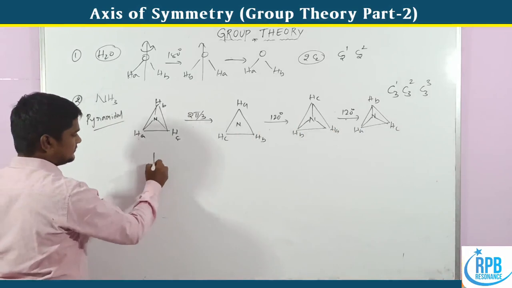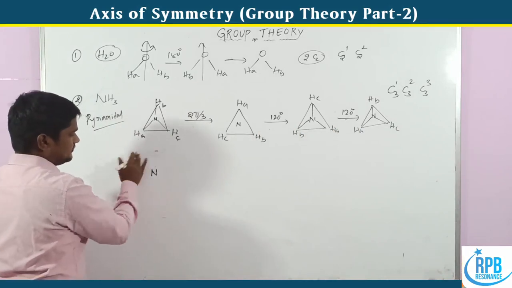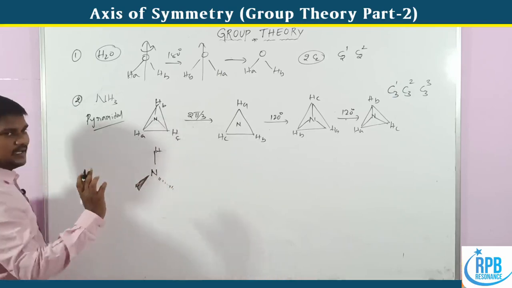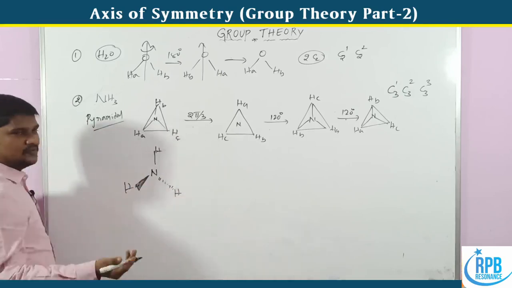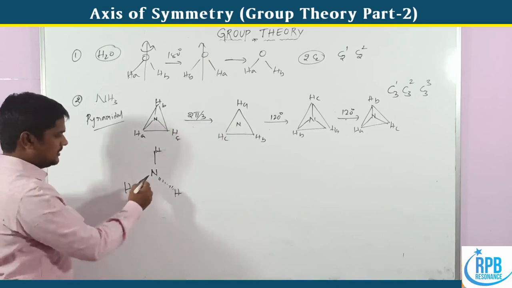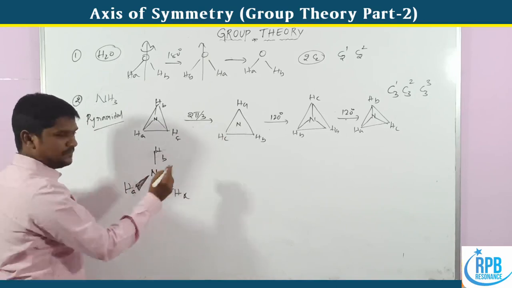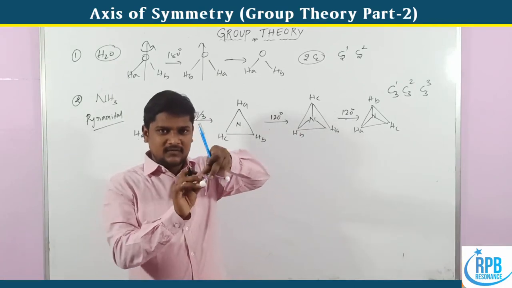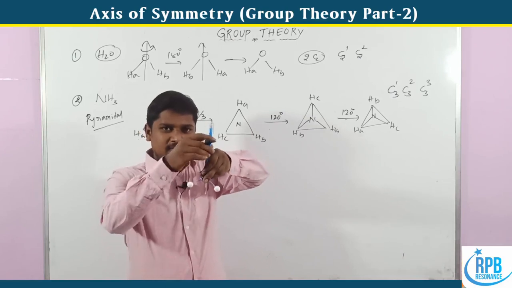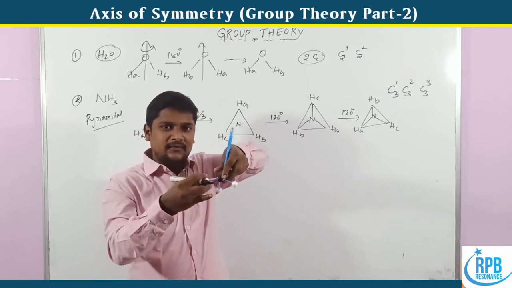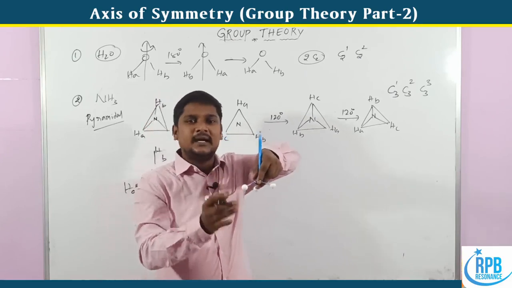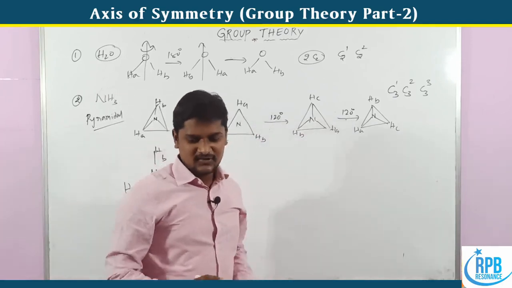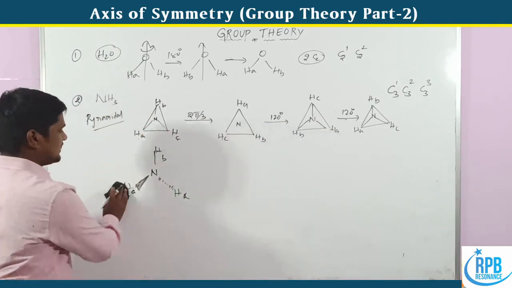It is also represented as a three-dimensional bonding. Hydrogen, hydrogen, hydrogen. One is closer to the observer, and another one is away from the observer. So HA, HA, HA, HB. Simply, this is the simple representation. Can you imagine the imaginary axis? A 120 degrees rotation will give one equivalent configuration. Again, 120 degrees rotation will produce another equivalent configuration. The third rotation will produce the identical configuration. So these three rotational axes are there. So these are simple examples regarding the rotational axis of symmetry.